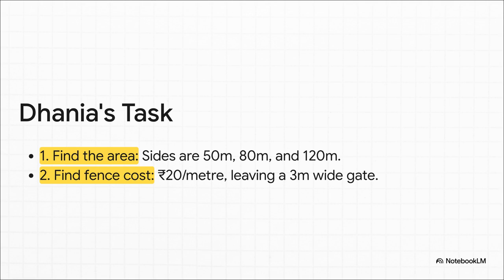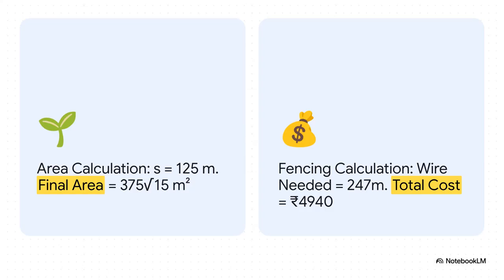For that, we'll use our new best friend, Heron's formula. Second task, she needs to put a fence all around it, and we have to figure out the cost. The fence is 20 rupees per meter, and there's a little twist with a gate. Okay, let's crunch the numbers, step by step.